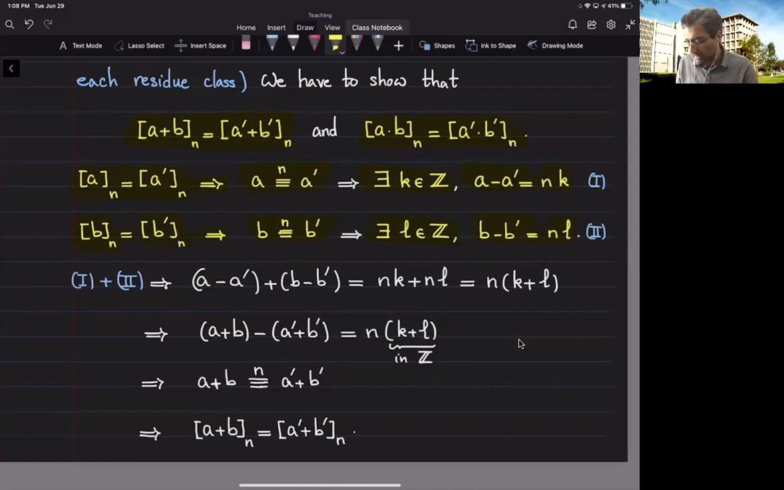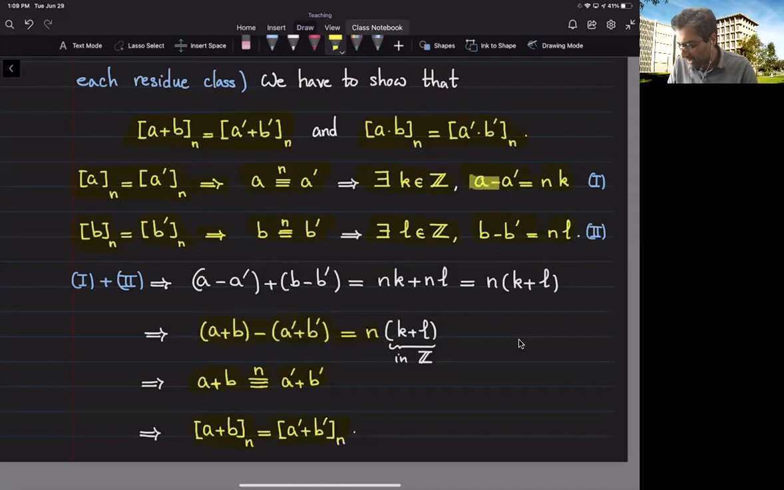I want to show that the mod n residue class of A plus B is the same as the mod n residue class of A prime plus B prime. But that is equivalent to saying that A plus B is congruent to A prime plus B prime modulo n. And that is equivalent to saying that the difference of A plus B and A prime plus B prime is a multiple of n. So we are interested in this difference.